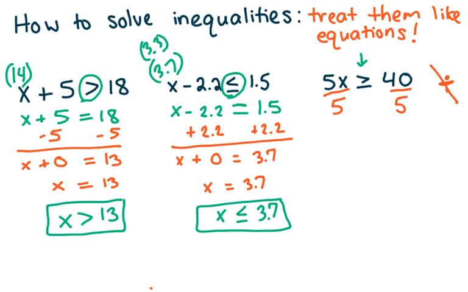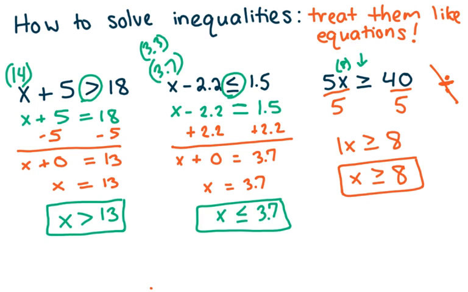Now, x times 5 divided by 5 is 1x, which is greater than or equal to 40 divided by 5, which is 8. And 1 times x is just x. And so now we know that x has to be a number that is 8 or greater than 8. So let's check it. If I put in my value, 5 times 8 is equal to 40, so it works. What about 5 times 8.5?